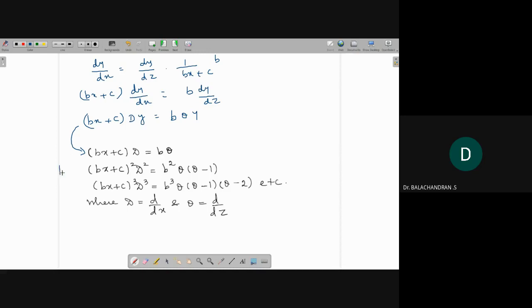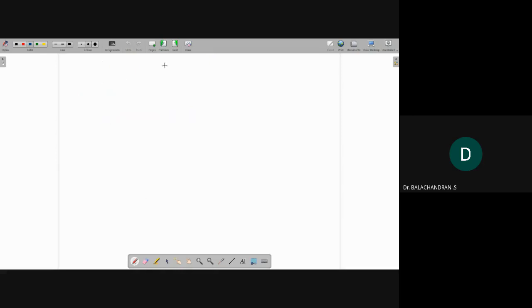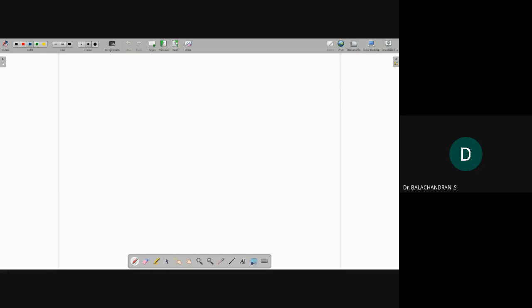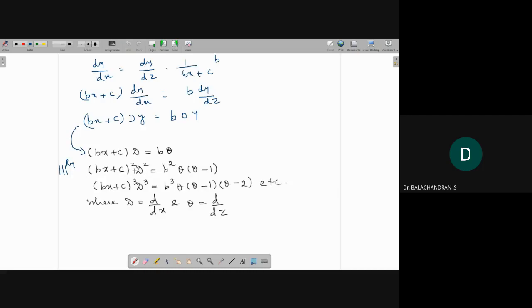Similarly, you can find the next one. So next you should find d square y by dx square. If you find d square y by dx square, you will get bx plus c whole square into D square equal to b square into theta into theta minus 1. Similarly, you'll get this. So there you have xD equal to theta, x square D square equal to theta into theta minus 1, x cube D cube equal to theta into theta minus 1 into theta minus 2. Here you have bx plus c into D equal to b theta, and similarly bx plus c whole square into D square equal to b square into theta into theta minus 1, and so on.